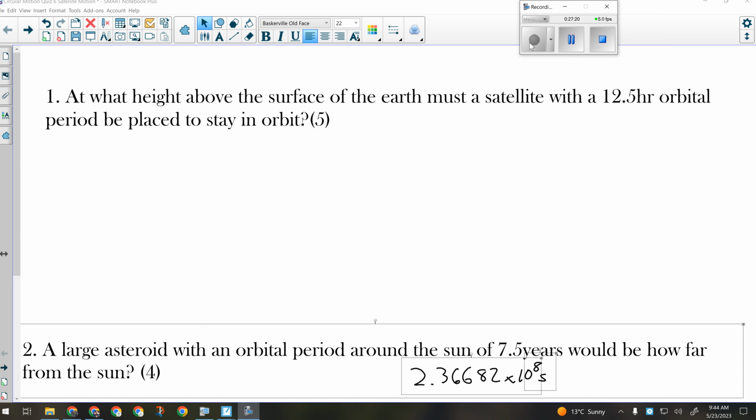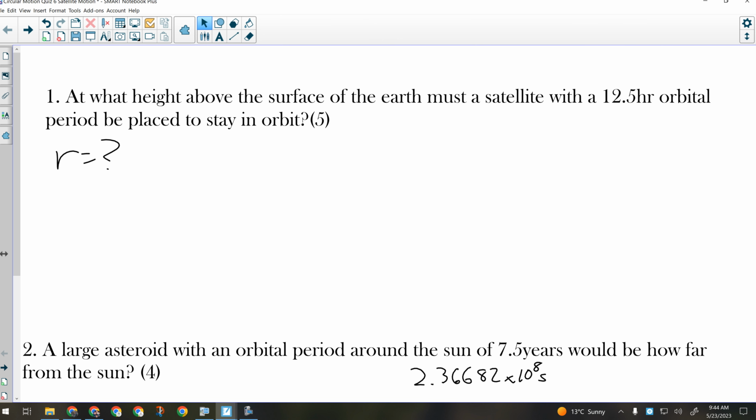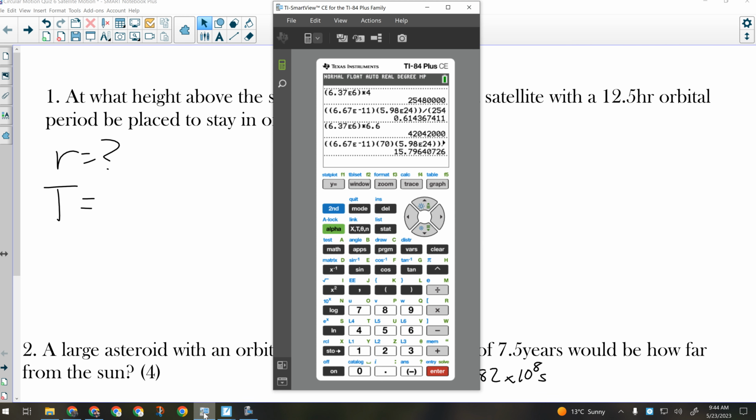So at what height above the surface? What are we going to have to do here? Find the radius, and then what? Minus the radius of the Earth, from that distance, so that we get just the height or altitude, the above-the-surface distance. Now we've got a 12.5 hour orbital period. We know we're looking for radius, but we're also going to have to find the height. We have to convert the period to seconds by multiplying by 3600, so 12.5 times 3600 gets me an orbital period of 45,000 seconds.